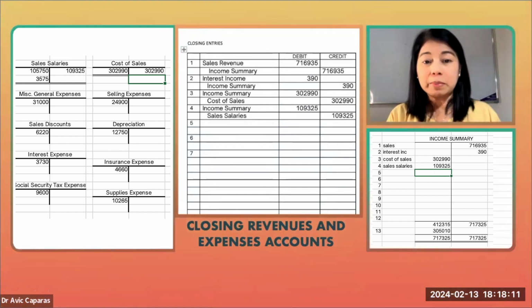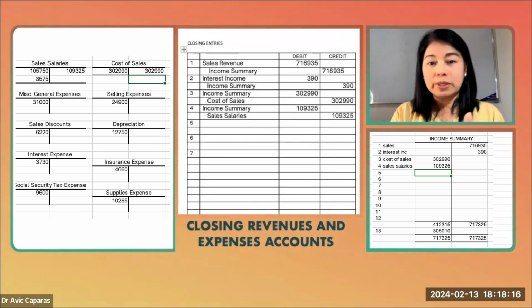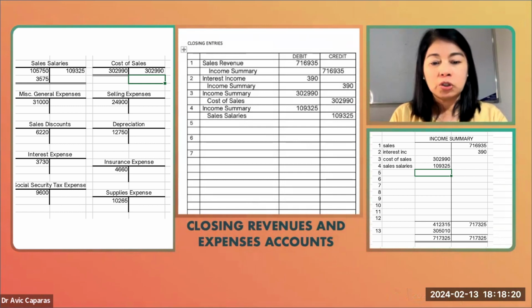Okay, so for the rest of the expenses, it is basically income summary debit and credit to the expense account. So I will not explain it anymore. So you just follow.